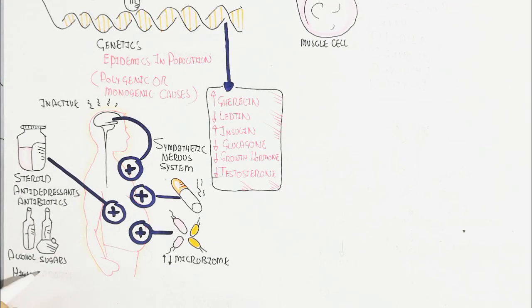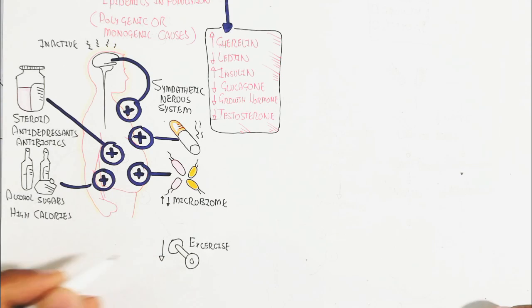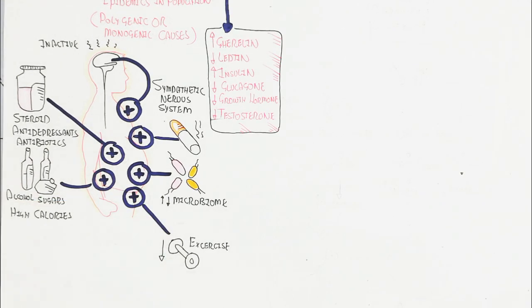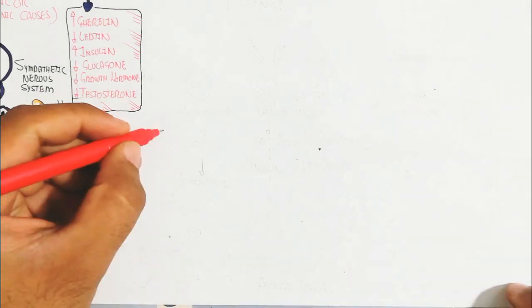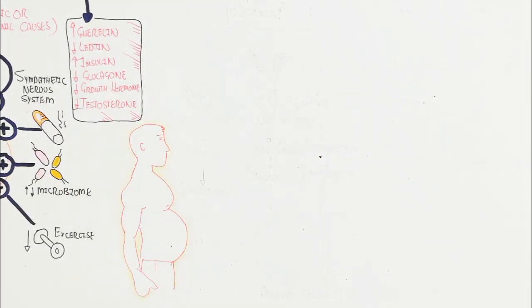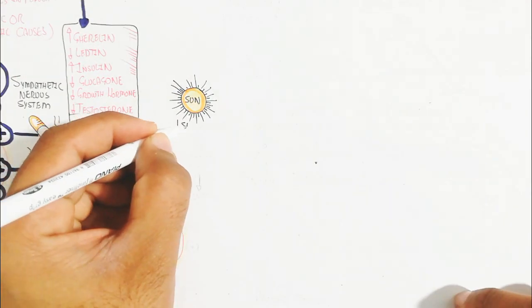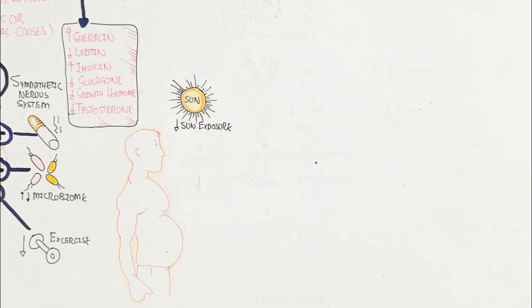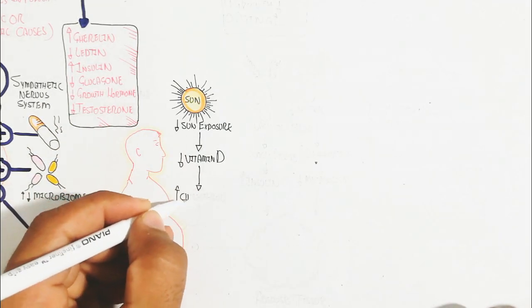Alcohol and sugar, high calories and less exercise will trigger it. All these factors are environmental factors, like exogenous steroids and exogenous antidepressants, which change the physiology and cause obesity. Let's understand another cause: when sun exposure decreases, vitamin D decreases.